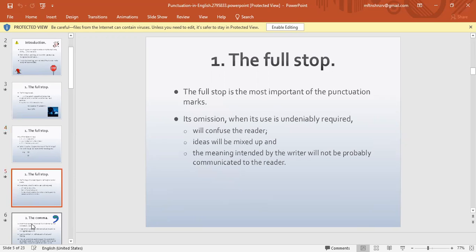The full stop is the most important of the punctuation marks. Its omission, when its use is undeniably required, will confuse the reader. Ideas will be mixed up and the meaning intended by the writer will not be properly communicated to the reader.